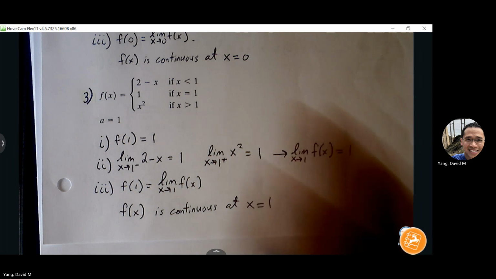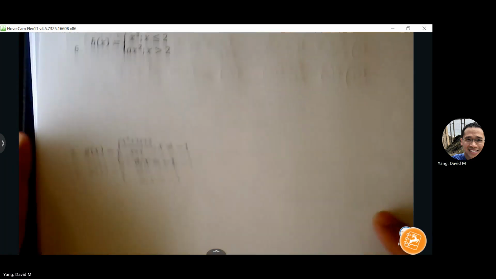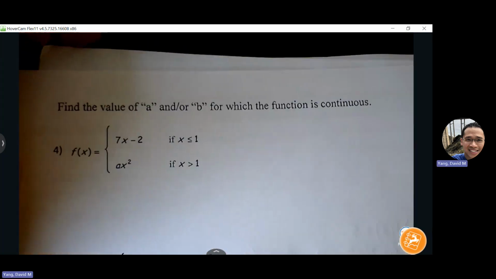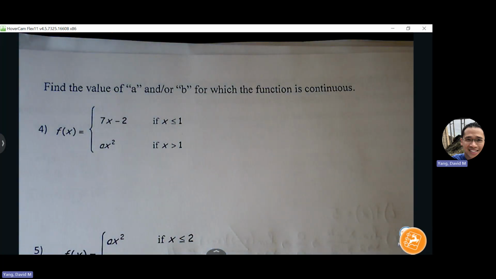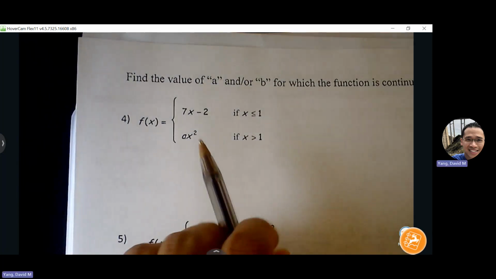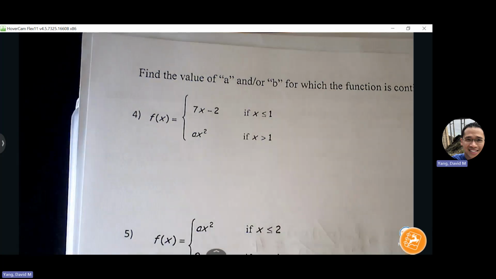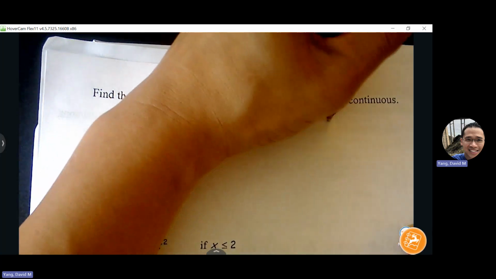Everybody good? Okay, so next page here. Number 4 says find the value of A and or B for which the function is continuous. Later on, when we get to derivatives, we're going to see some problems involving A and B as well. So I want to identify what the difference is between A and X. So X is a variable.